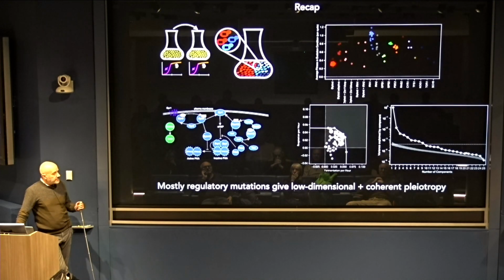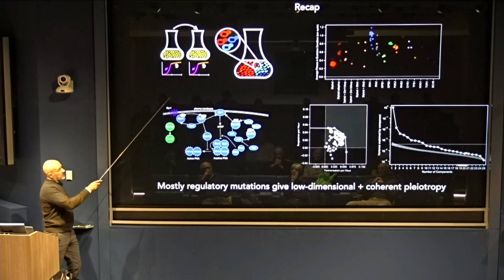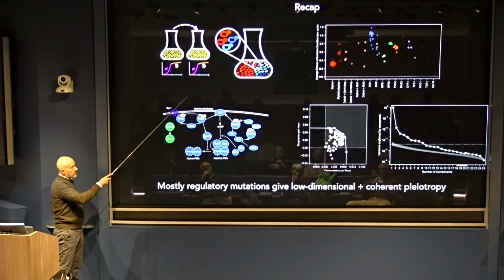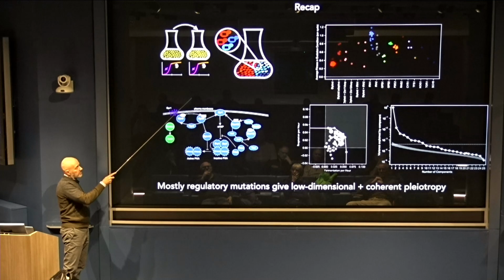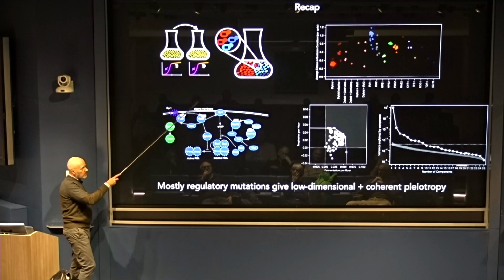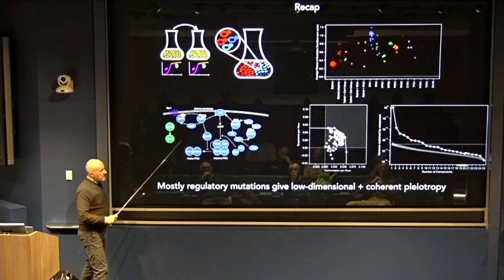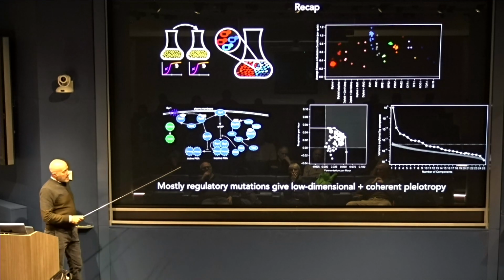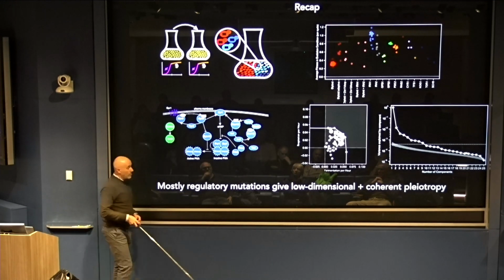Just to recap and think about what it could possibly mean: we have a system to get a large number of adaptive mutants. We know what they are. They tend to come from this signaling pathway. We find that they move multiple traits at once, and that they're low dimensional.